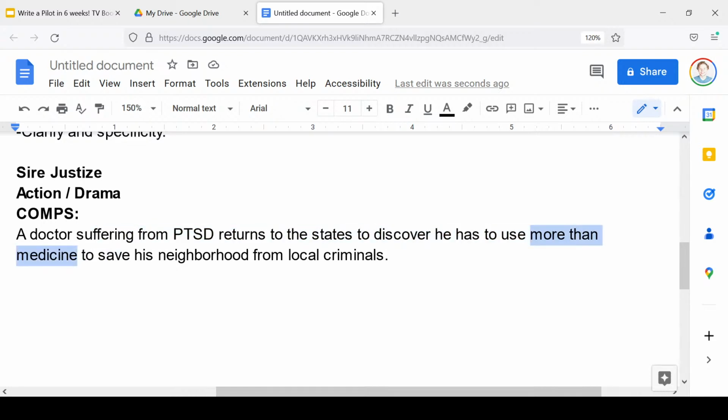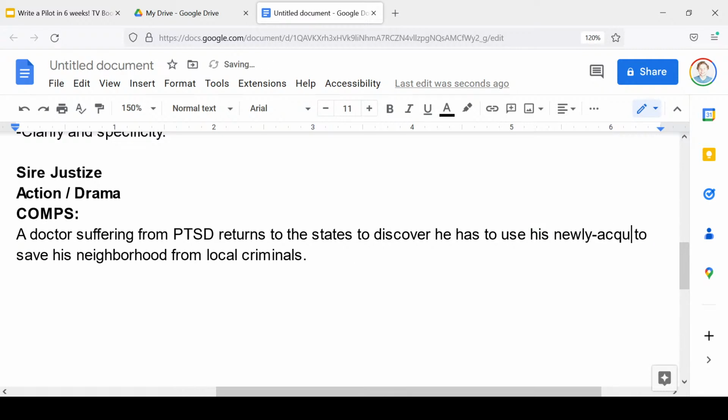I see. So I'll maybe say something like, to use his newly acquired skill in martial arts. I mean, if you say it's very realistic, I'm struggling to imagine how martial arts are going to be the best option to liberate your neighborhood from criminals and not just shooting them with guns. That's the thing that makes me think, okay, this might have a bit more of a comic book feel to it. You know what I mean?